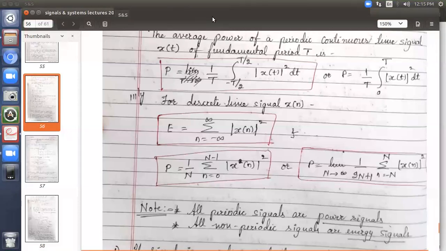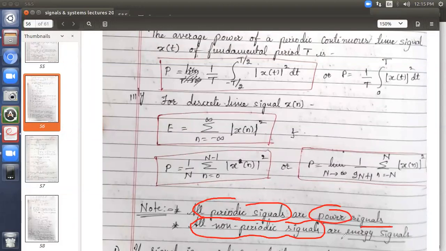Okay, as a note, before going for the problems: whenever a signal is periodic, we need to calculate the power of the signal. When the signal given is non-periodic, directly calculate the energy. This much you should keep in your mind.